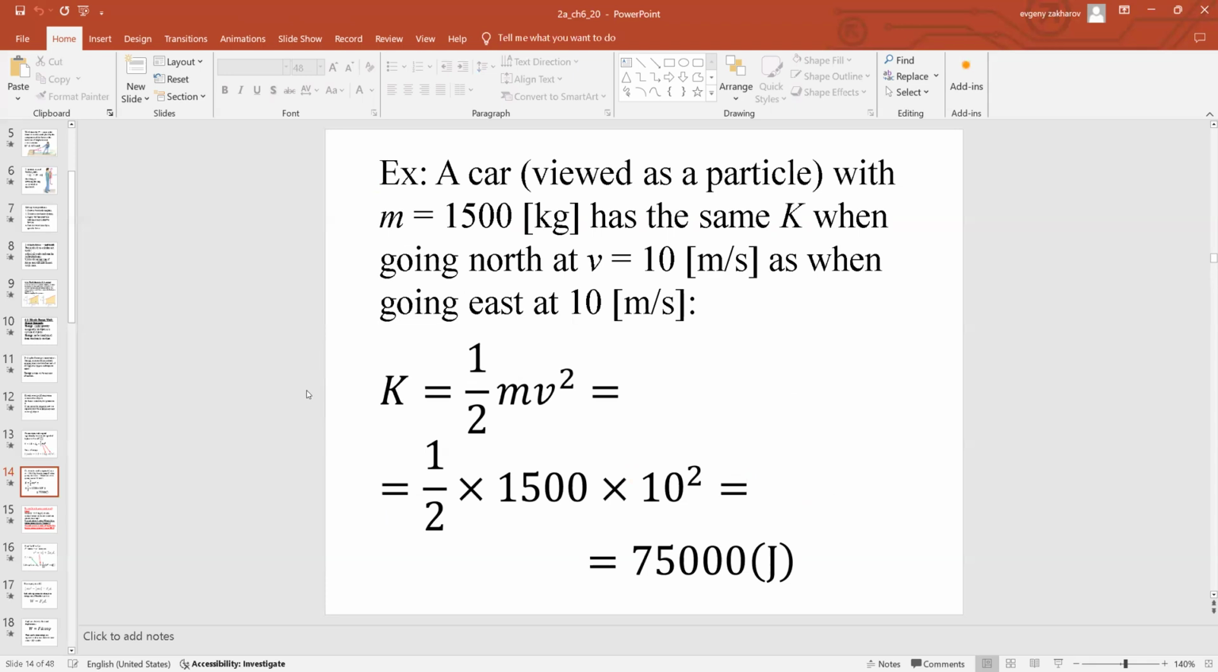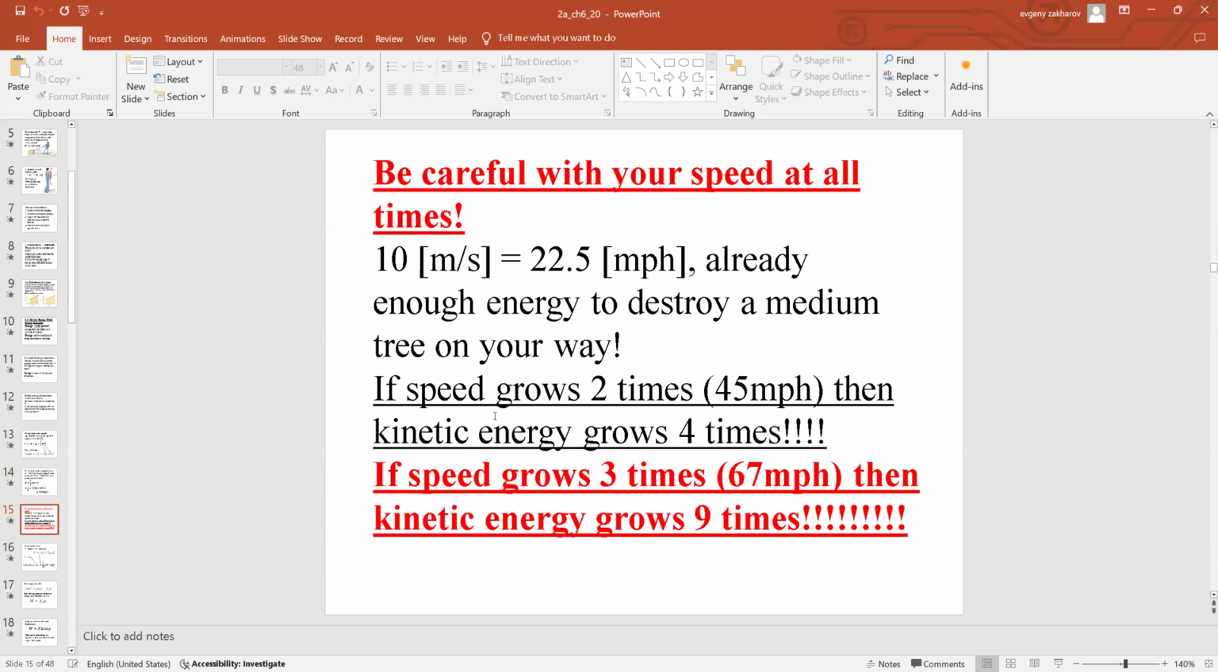You're in charge of a huge amount of energy while driving a car, and a lot of damage can be done to the environment, and that's why people die in car accidents. Even 67 miles per hour is enough to do a lot of damage to not only your car, but other people's cars and people's lives. So be careful.